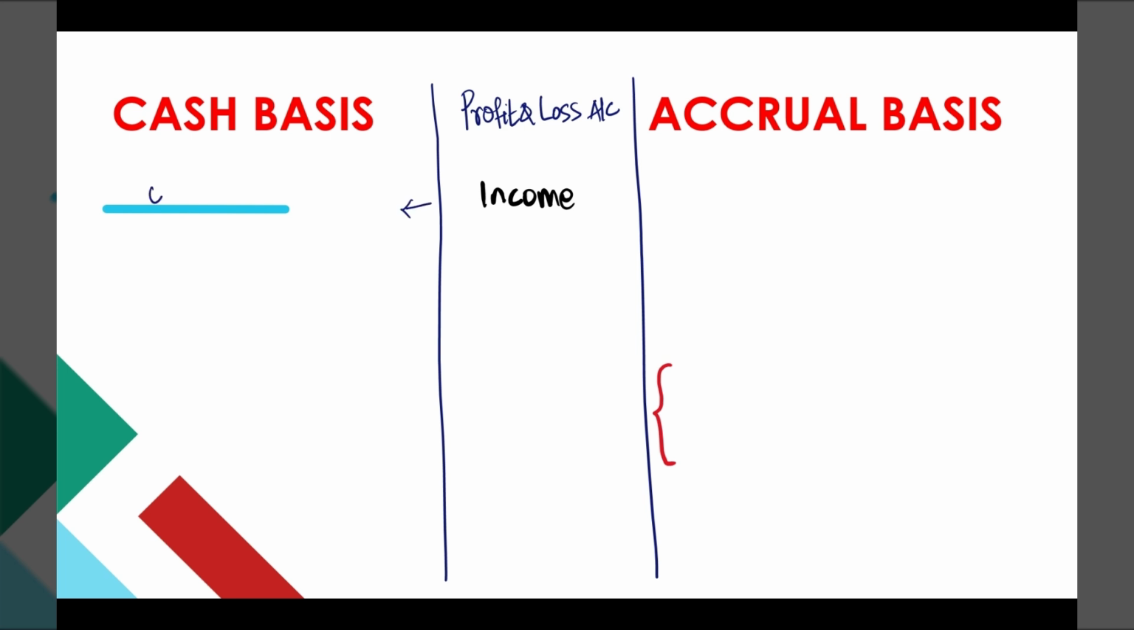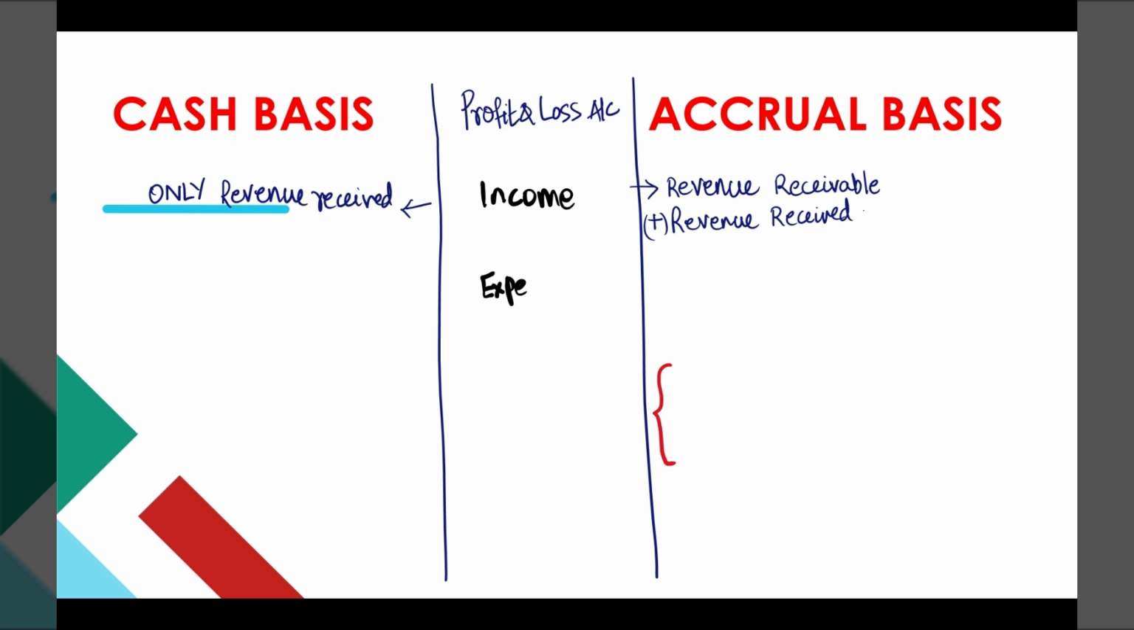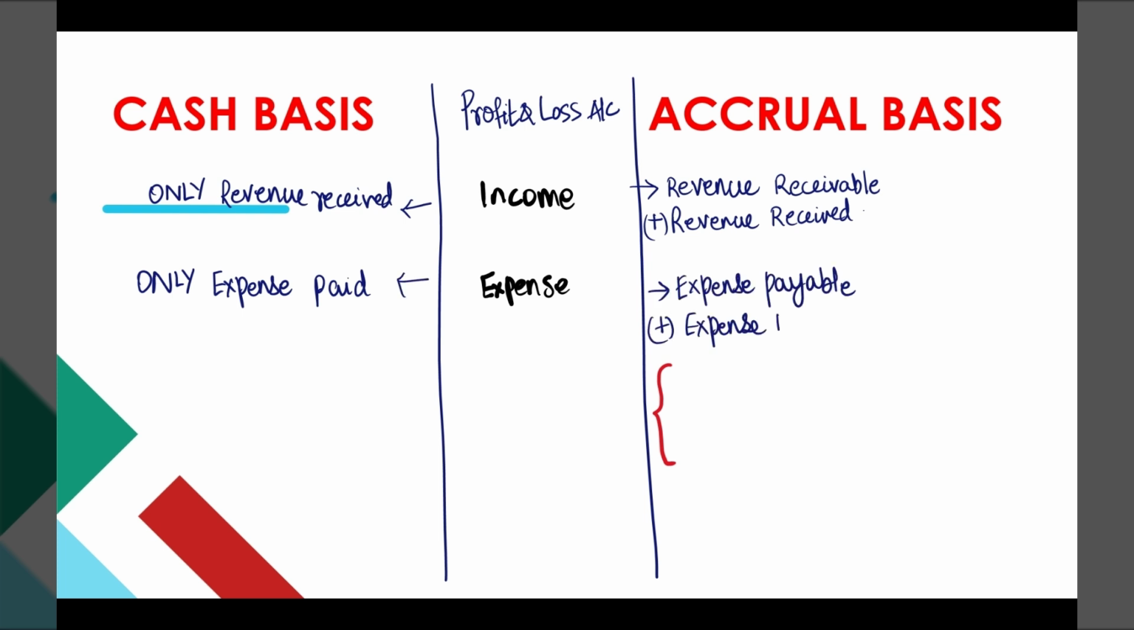What gets captured in cash basis of accounting? Only revenue received will be recorded as income. Whereas in case of accrual basis, we include both revenue receivable and the revenue which we received by cash. How about in case of expenses? Only expenses which were paid are accounted in cash basis of accounting, whereas expenses payable and expenses paid are accounted in accrual basis.